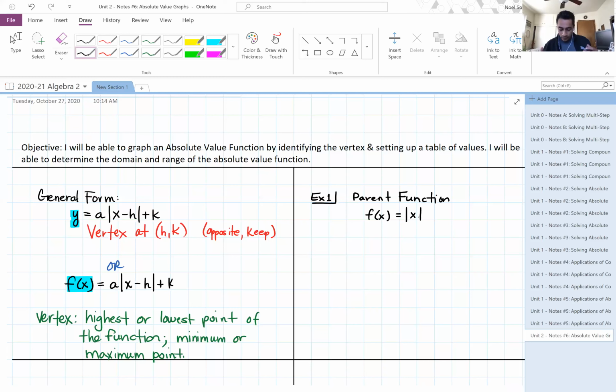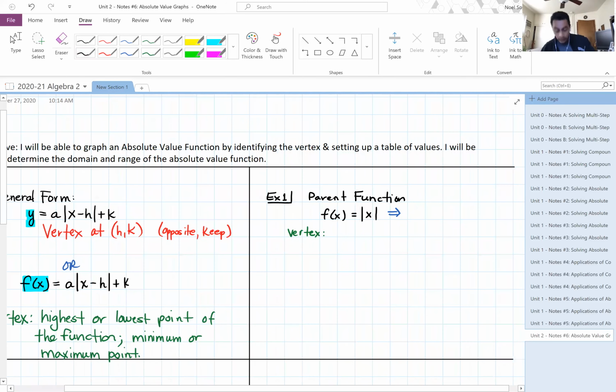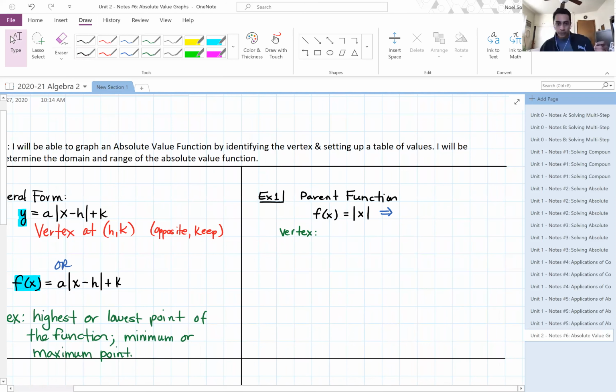Okay. So let's say I want to find the vertex for this parent function. Right now, you might remember what it is by looking at a graph, right? But another way to think about it is, think of this function as having some placeholders, right? Because right now, we want to find the vertex. We want to find h and k, but I don't see any number inside the absolute value, and I don't see any number outside the absolute value.